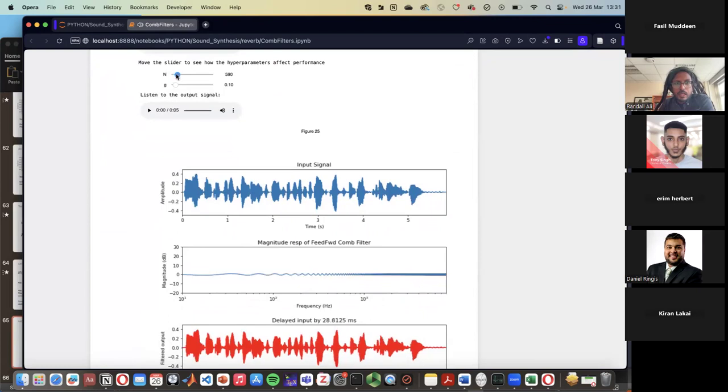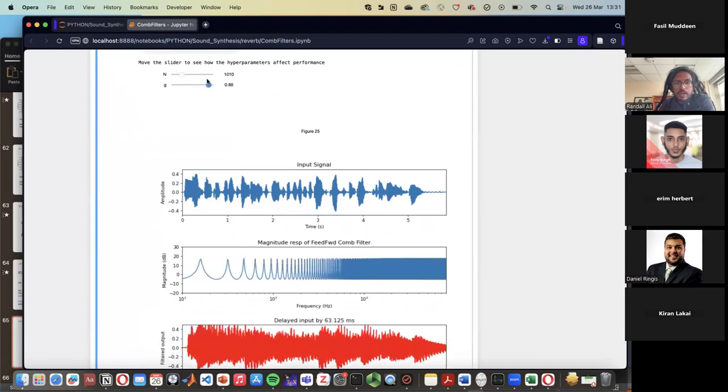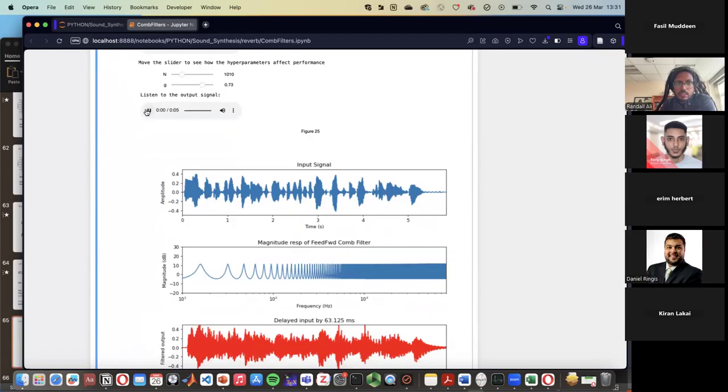And I can start to change these values here of N and G, and you can see the output being generated.